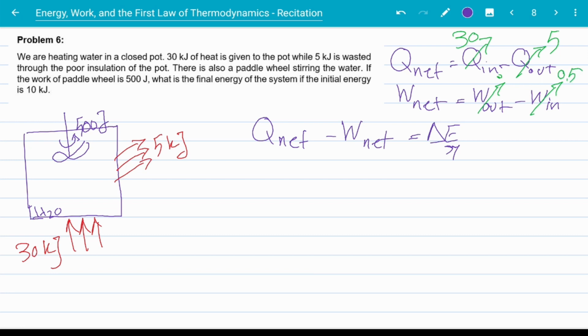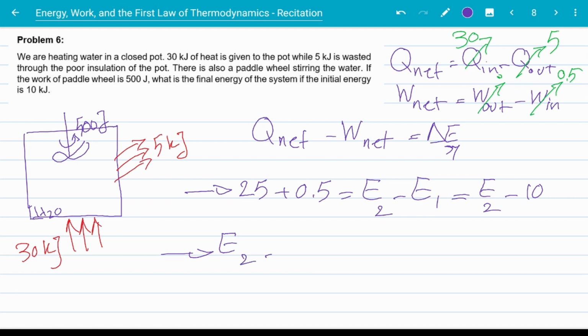So plugging in everything that we have, we get 25 plus 0.5 is E2 minus E1, where E1 is given as 10 kilojoules. So doing a bit of algebra and calculation, we get E2 is actually 35.5 kilojoules.